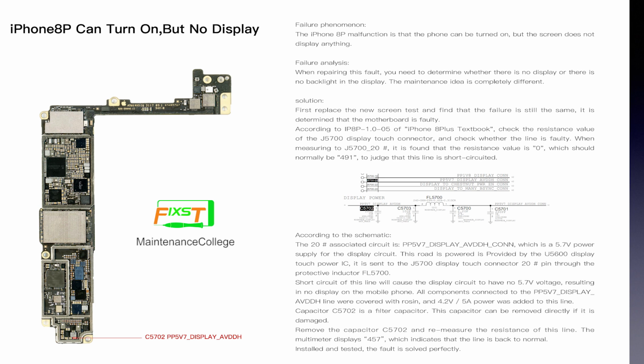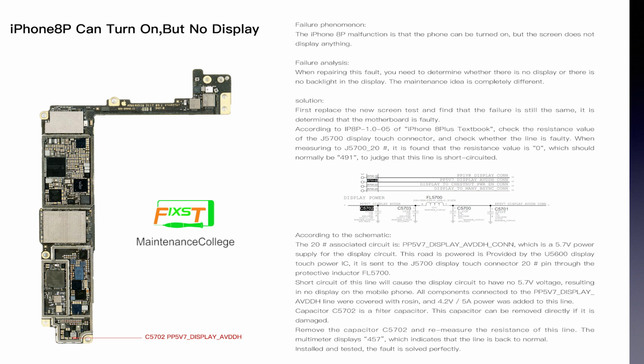After we test in this case, the problem is still there. For all problems like this, we need to first check the resistance of the connector. This is the J5700 display touch connector. We need to test the resistance of all the pins in the connector. When we test it, we found that on pin 20 the resistance is 0. Normally this pin should be 490 resistance. When we use the multimeter to test it and it shows 0, it means that this line is short circuit.